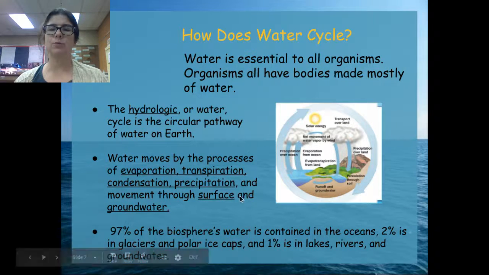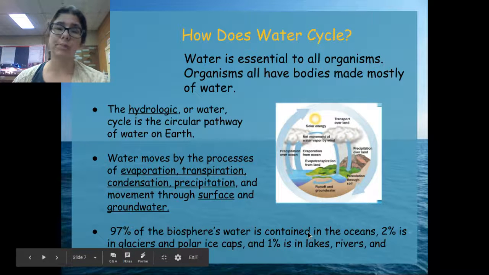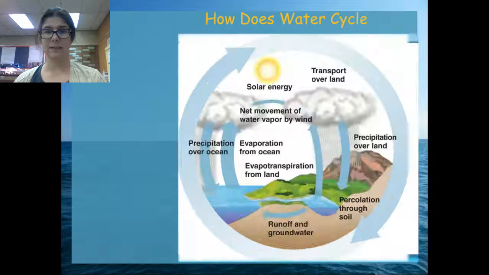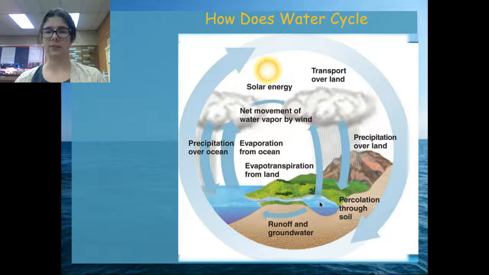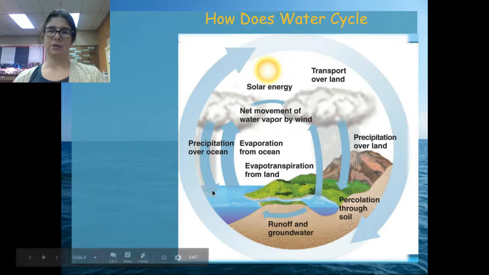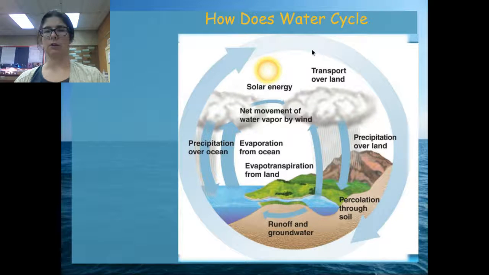97% of the biosphere's water is contained in the ocean, so the majority is marine. 2% in glaciers and polar caps, and only 1% in lakes, rivers, and other freshwater sources. And so here you can see the precipitation coming down. It percolates, meaning that it drains through the soil. It runs off to the ocean. It evaporates from the ocean, and it goes back up here. Now, it can also transpire from the land when it goes directly from the leaves of the plants straight up to the atmosphere. So there's different forms that it can move in.